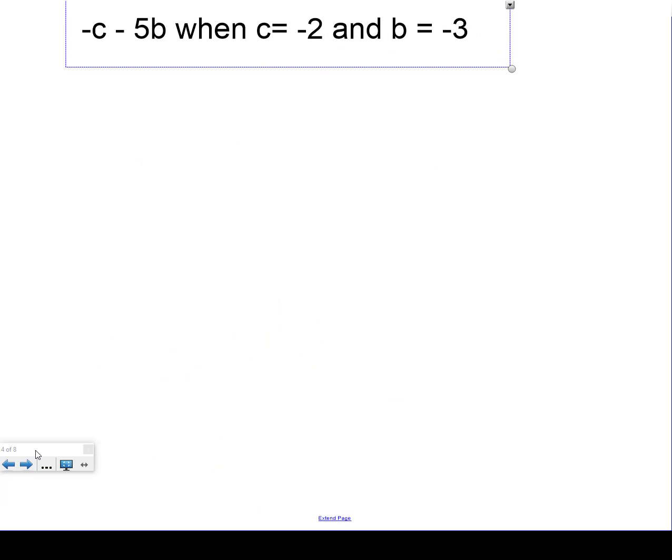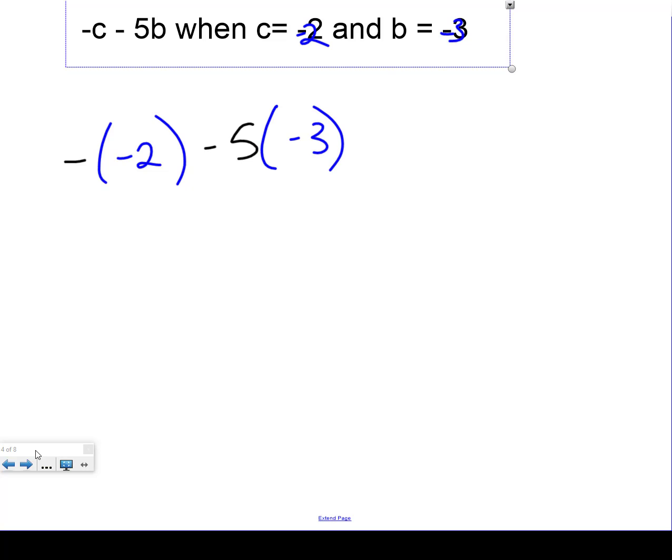See if I can change screens. There we go. All right, so this problem is a negative c when c is negative 2, and a negative 5 times b when b is a negative 3. So I have negative c, c is negative 2, minus 5 times b, and b is negative 3.